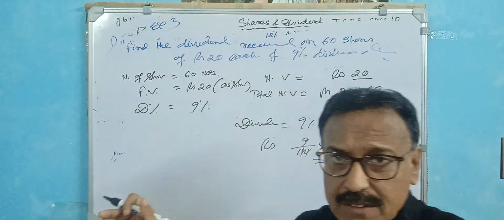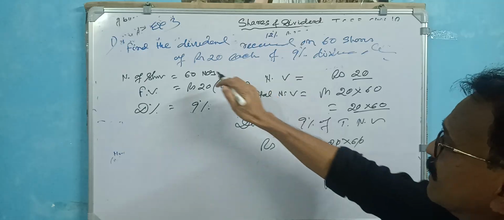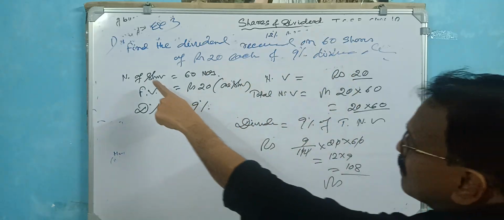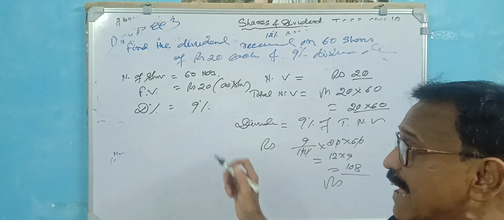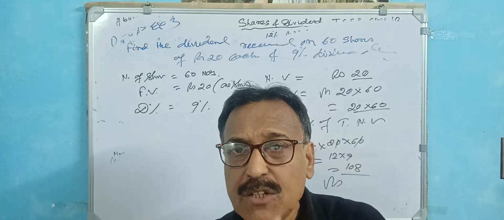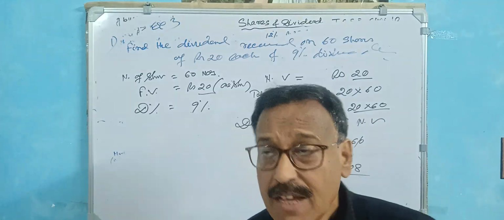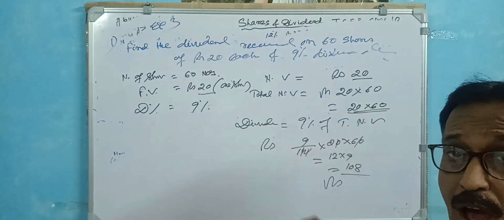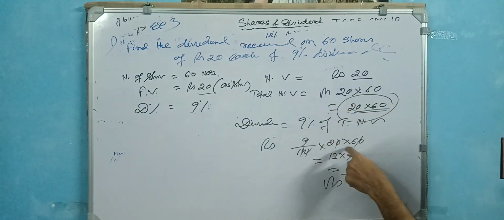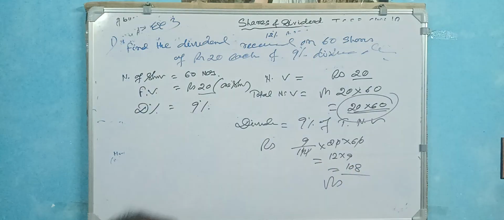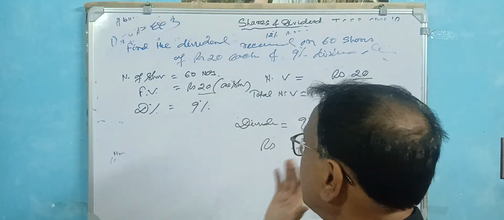The concept. What is the concept? Find the dividend received on 60 shares of rupees 20 each. The number of shares, the face value, and this is the dividend percentage. That means what total investment you made in the company. Each share is 20, the number of shares is 60, so the total investment is 60 into 20. On the basis of 9% of the total nominal value, 9 by 100 into this, you get this 108. This is the total dividend. There is no need for any formula. Just make your concept clear and you can do all these sums.